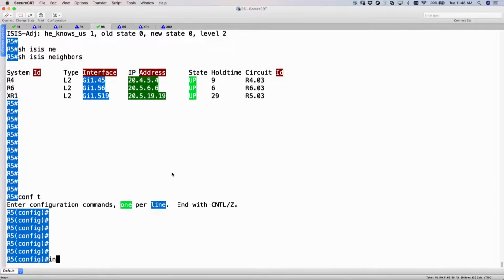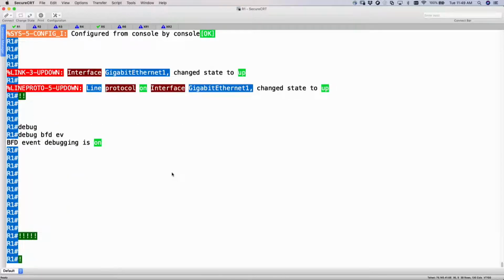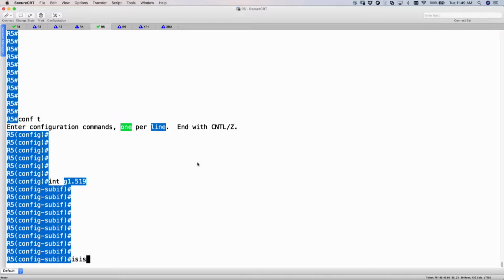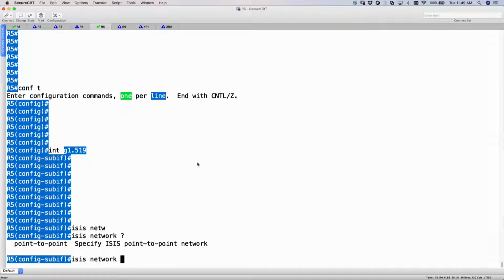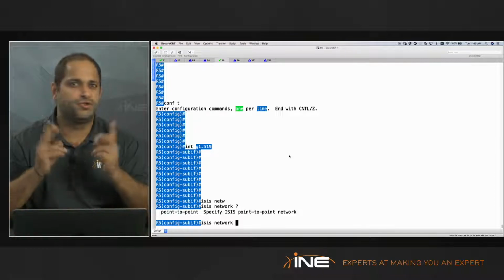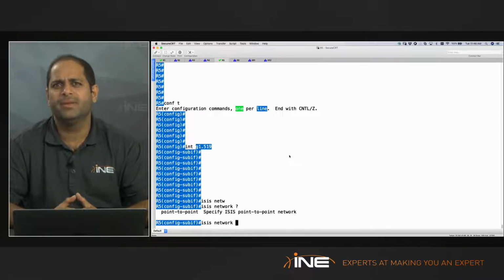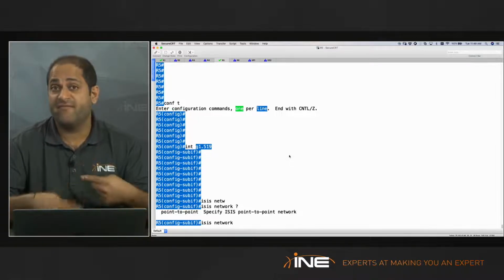Config t, interface gig 1.519, and here I would give the command isis network. The network would be point-to-point. As you can see, I only see one option. I don't see broadcast because that's the default. So all interfaces by default are broadcast segments. You have to change that to point-to-point. The only reason you would do that is from a convergence perspective, same as OSPF. When you have just two routers in a broadcast segment, there's no point keeping it as broadcast. You should change it to point-to-point so that it makes your SPF faster.